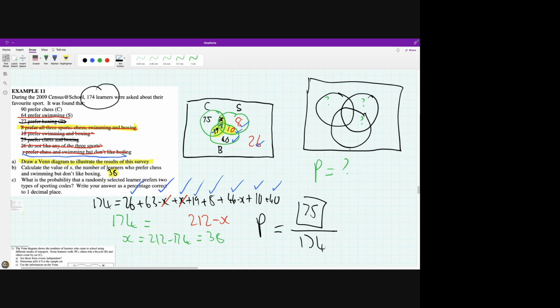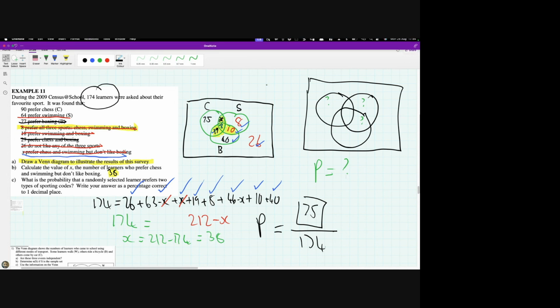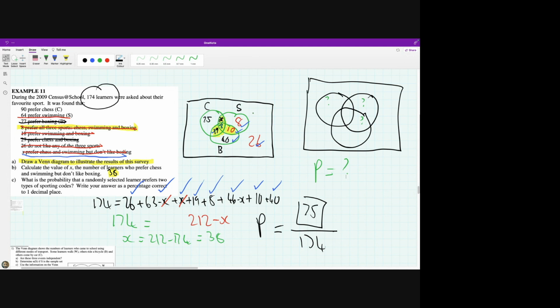Now, you will get questions like this in the quiz this week. So we'll do a little bit of this at the beginning of the next lesson before I move on to the new topic. But yeah, give me a score out of 10 for how you are feeling about Venn diagrams at the moment.